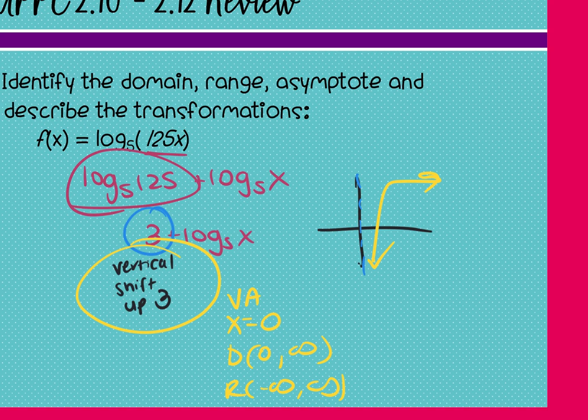Right, the goal there is to expand it. And I think maybe the wording on the quiz, I'll look at it again, but I think it says expand and then describe the translations because they are the same. A horizontal compression by a factor of 1 over 125 is actually the same visual effect as a vertical shift up 3. They do the same thing. But the goal there is to expand. So I think it says expand and then describe the transformations.